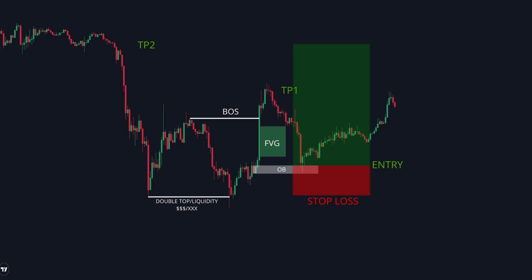Let's assume the entry is at the first high, with a stop below the order block and take profit at the last high. That gives you a 1 to 4 risk-reward ratio. And if you trade with only 1% risk, you're looking at a 4% gain. Professional traders don't need to win every trade, we just need high-quality setups with a strong risk-to-reward ratio.